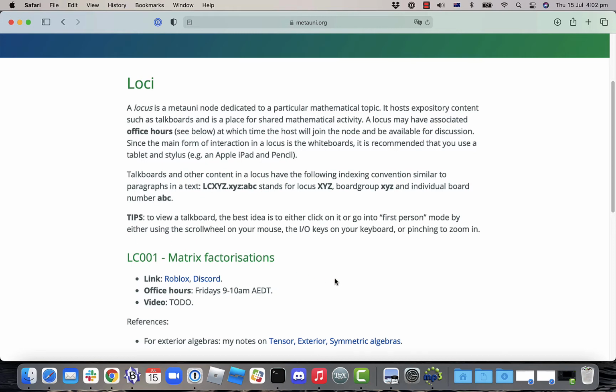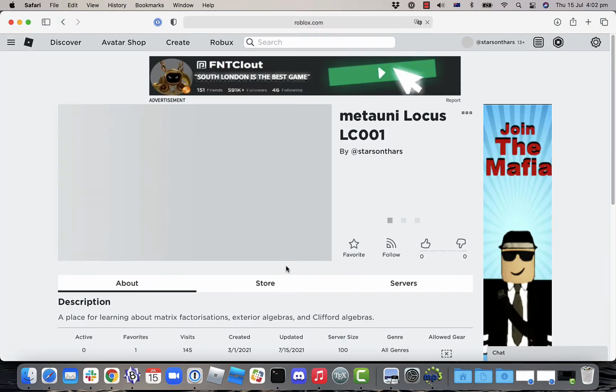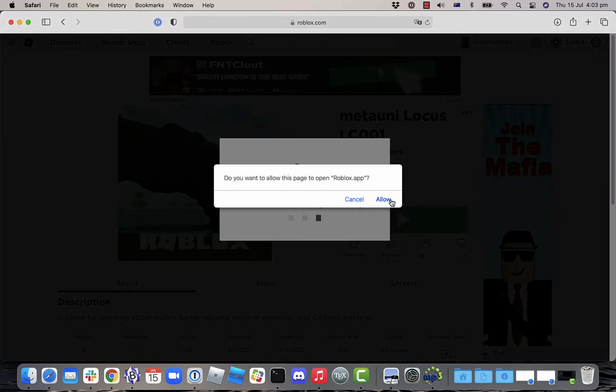A locus may have associated office hours. These aren't the real office hours. I'll be advertising those later on, or you can check the TRS Discord for them. During those office hours, I'll be in the Roblox server and able to answer questions about the content of that node. So without further ado, let's jump into the Roblox world.